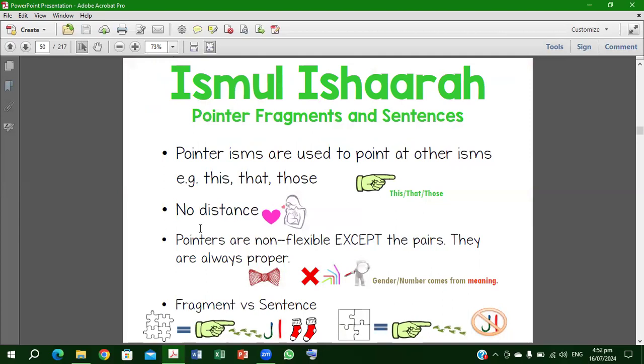No distance in this also, like in murakkabe idafi, there was no distance possible. So in here also, there is no distance possible. Okay, and ism ishara cannot have alif lam because it is already a proper noun. Remember when we were studying the categories of proper noun, there I told you all pointers will be proper noun, all pronouns will be proper noun. Remember 7 kinds of proper nouns we studied. So this ismul ishara is one of them.